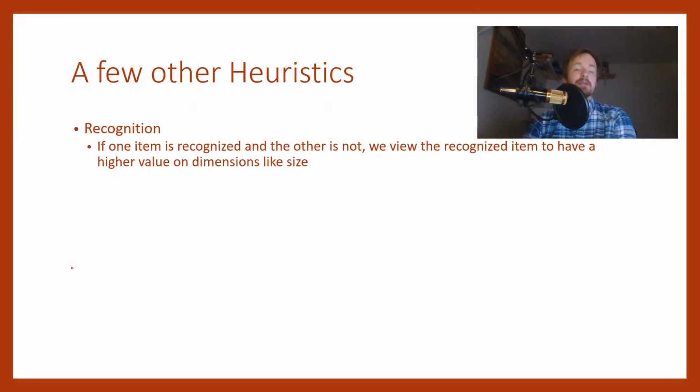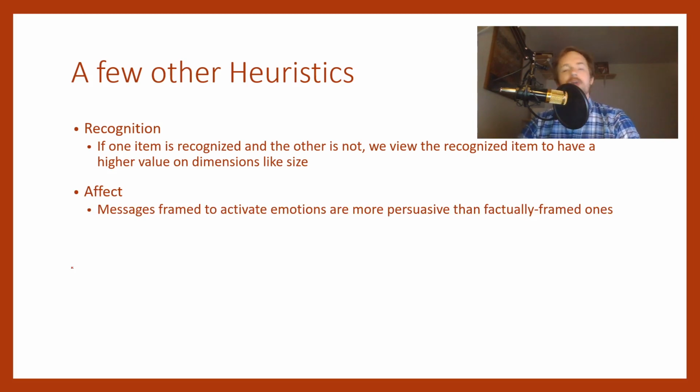We get the recognition heuristic, which is that whenever something is recognizable, we assume that it is more valuable than things that are unrecognizable. The affect heuristic, which is whenever something activates our emotions, that information, that evidence tends to be more persuasive than other things.